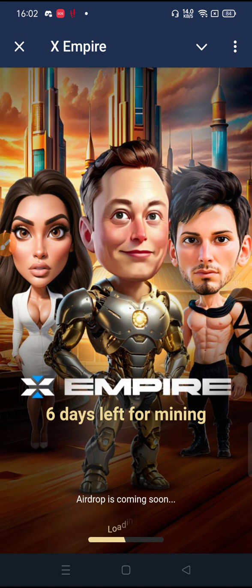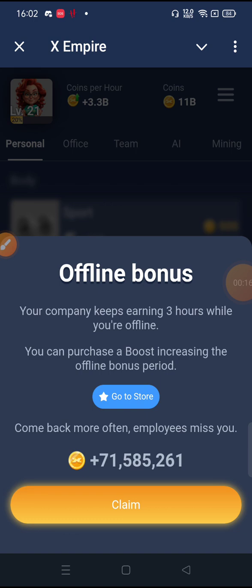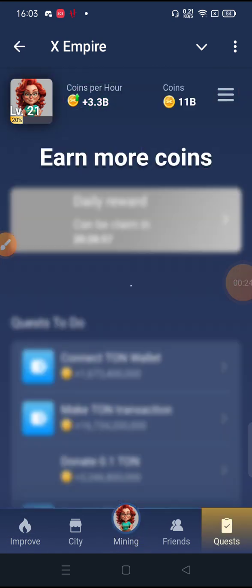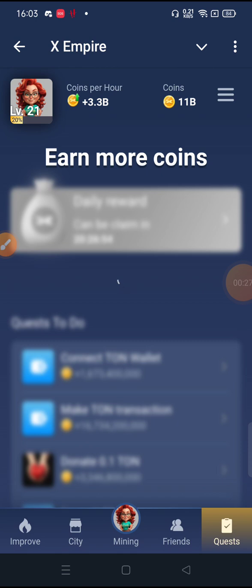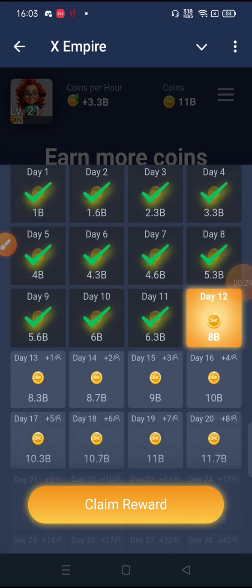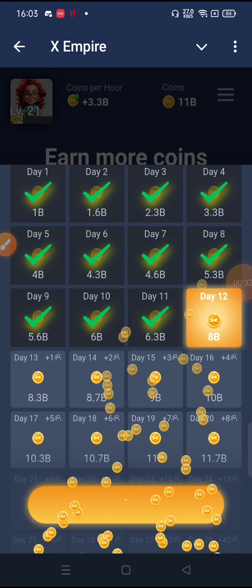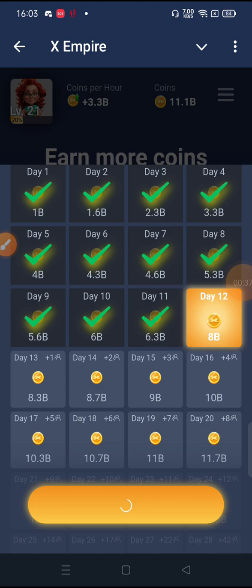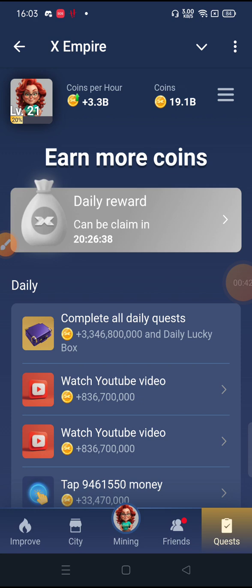Today we will share X Ampere's all the codes and few leaks that are coming from X Ampere regarding their airdrops. So let's get started. Right now I am claiming the offline bonus, and now I will do the daily reward section. Day 12, every day it will be 12 until and unless I am increasing another friend in my friend list. So it will be same like that.